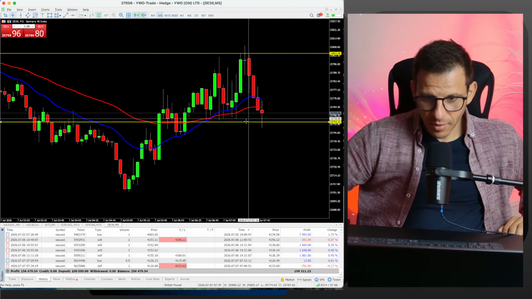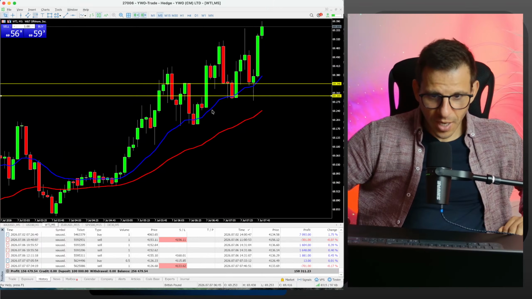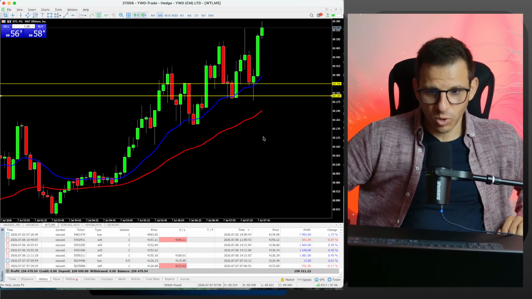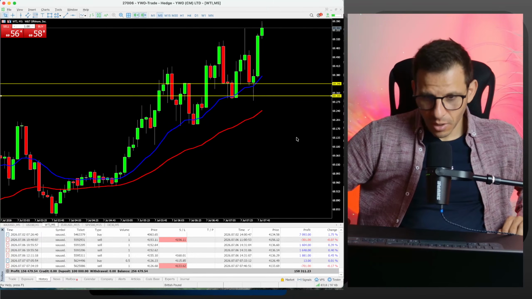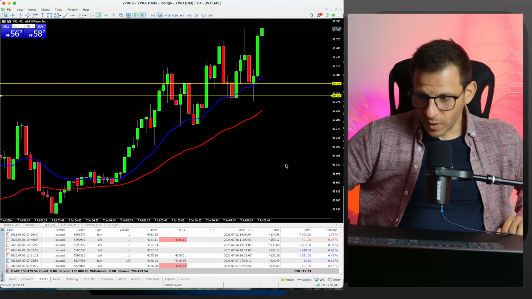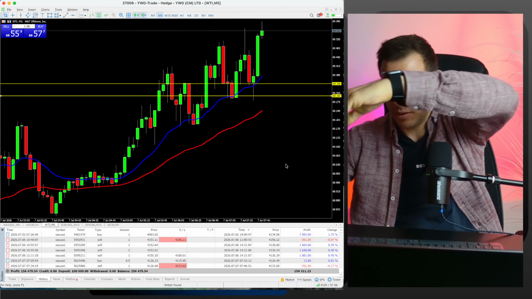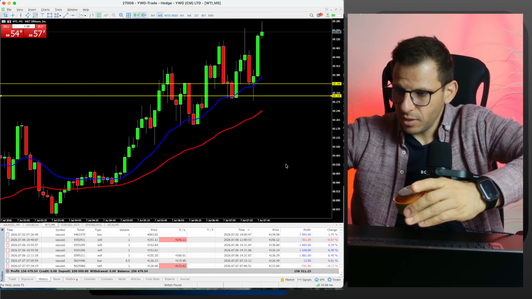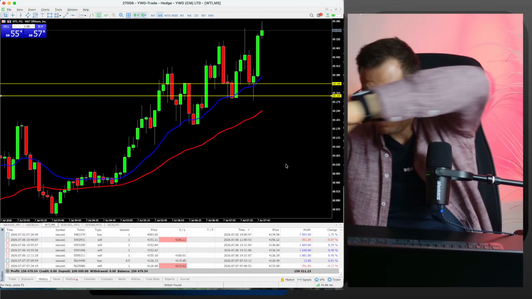WTI, you see, guys, never assume that a trend comes to an end unless you have a confirmation of the market structure change. If you don't have that, you can't assume that the trend is over.